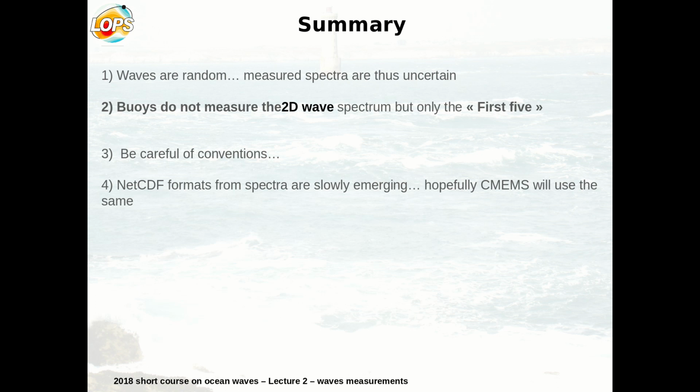And just to summarize, yes, waves are random, measured spectra are uncertain. So we have some theory to tell us what the uncertainty is, based on the record length and how much averaging you've done. Buoys do not measure the 2D wave spectrum, they only measure the first 5 parameters. Be careful of conventions.